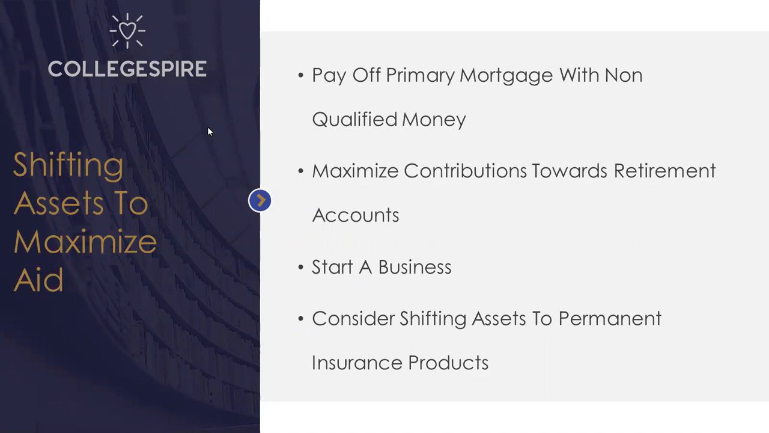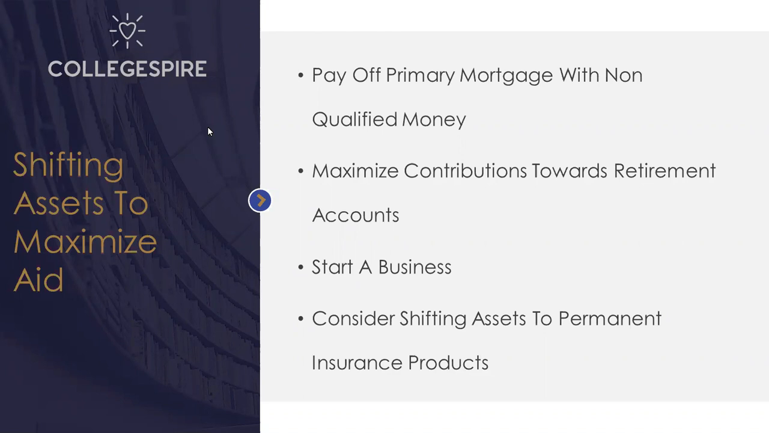Third bullet point is start a business. As we mentioned in the previous video, any small business that is owned by more than 51% by a family member, the assets therein are sheltered for financial need-based consideration as long as you have less than 100 employees.